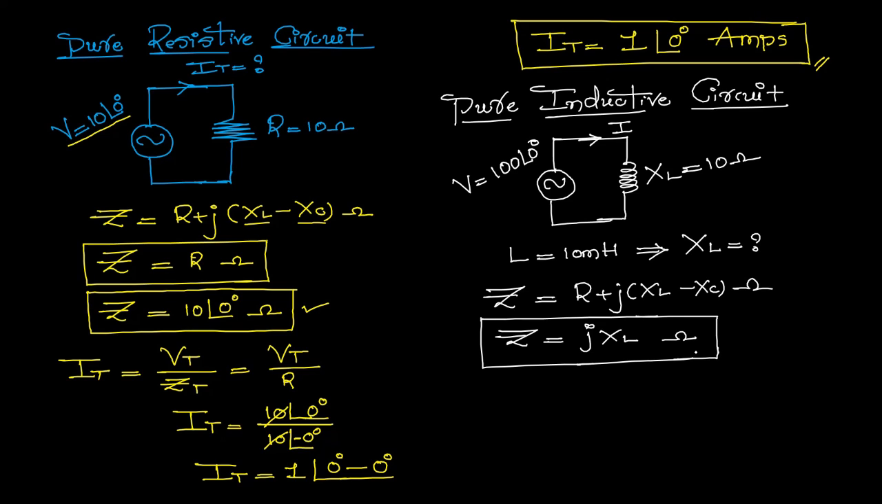I think now you are clear. Okay. Z is equal to j into XL. Now we know that Z is equal to j into XL. XL means how much? 10 ohms. So here 10 ohm is the value of XL.